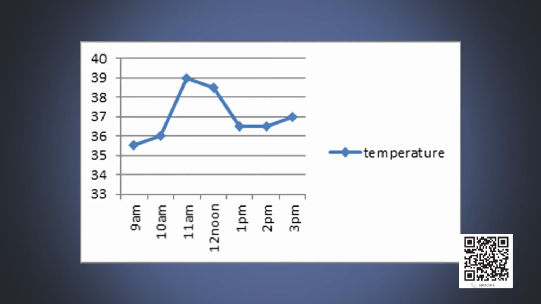Now, look at this graph. Let us draw a vertical line at 1 pm. It will meet our line graph at this point. Then what is the height of this point? It is 36.5, isn't it? So, the patient's temperature at 1 pm is 36.5 degrees Celsius.